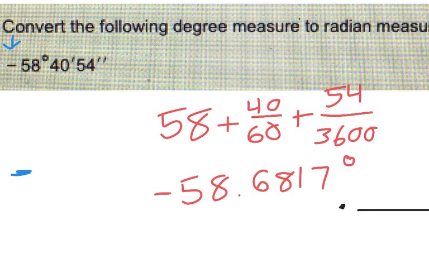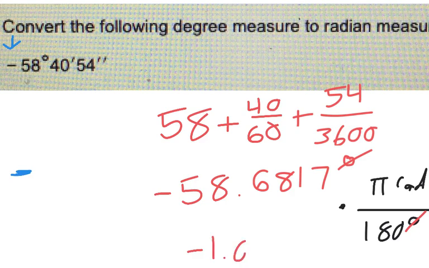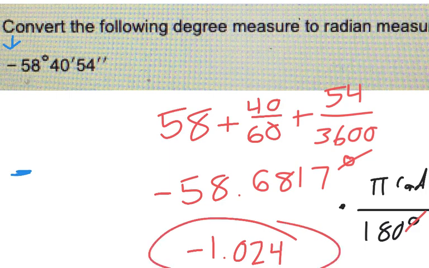So I would multiply by pi radians over 180 degrees. And so the degrees would cancel, and I would do that number, negative 58.6817 times pi, equals, and then divided by 180, equals, and I got negative 1.024 radians.